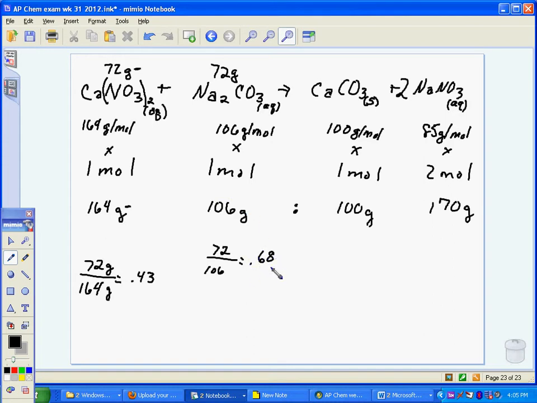I didn't actually have to do this calculation because I already found my limiting reactant. Okay? Since this is my smallest ratio of material that I have, all this is extra. This is my limiting reactant right here. You find your limiting reactant by the smallest ratio.